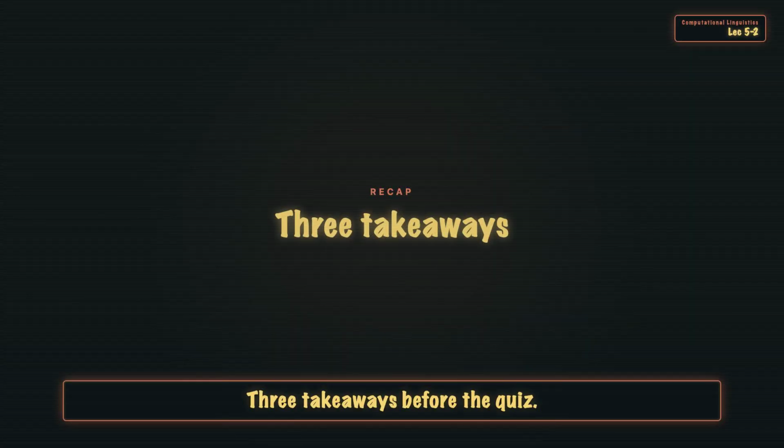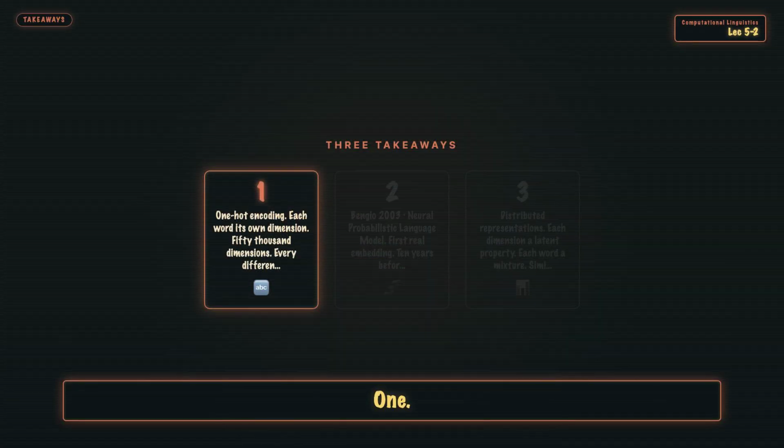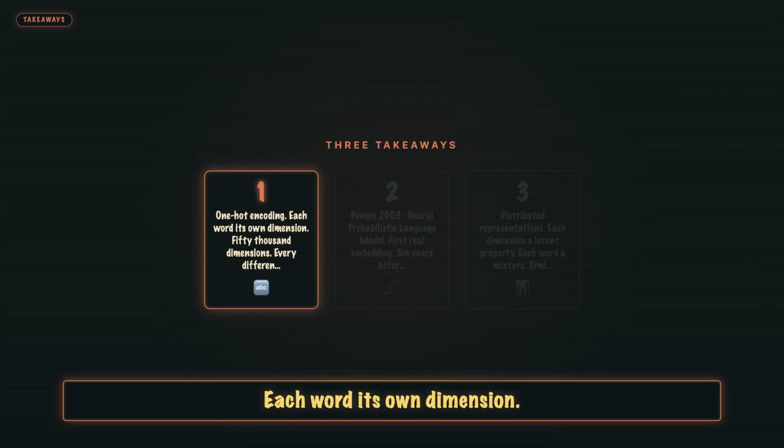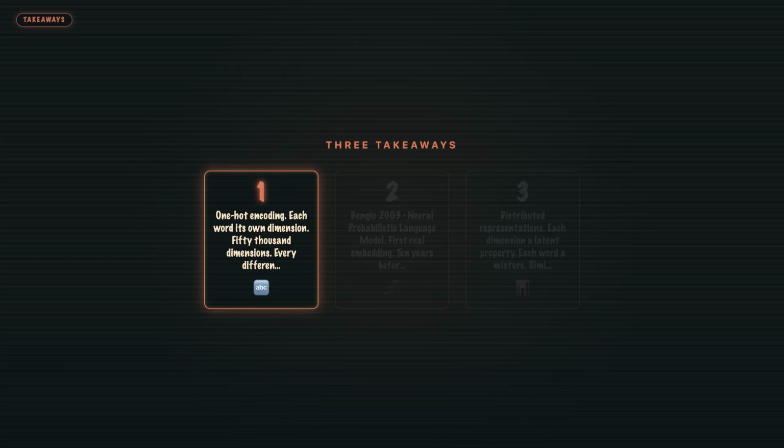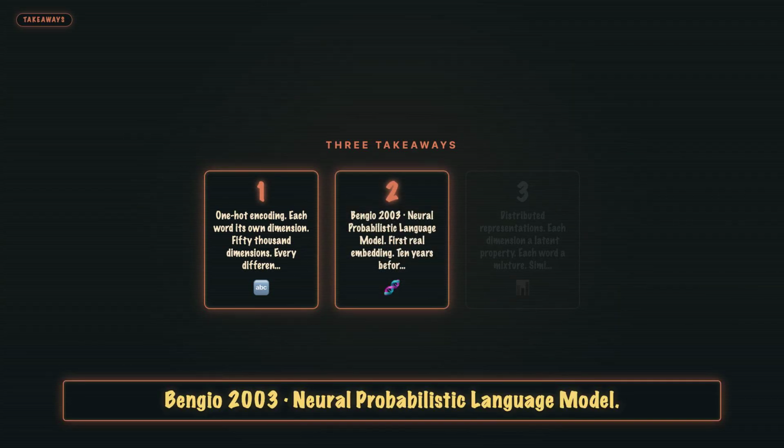Three takeaways before the quiz. 1. One-hot encoding. Each word its own dimension. 50,000 dimensions, every different word equally unrelated to every other. Fatal. 2. Bengio 2003, Neural Probabilistic Language Model.